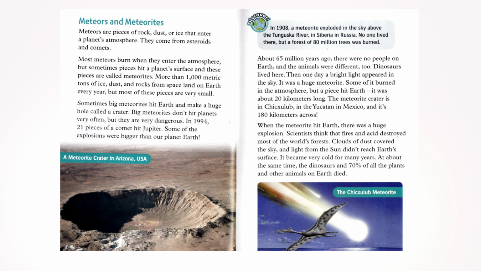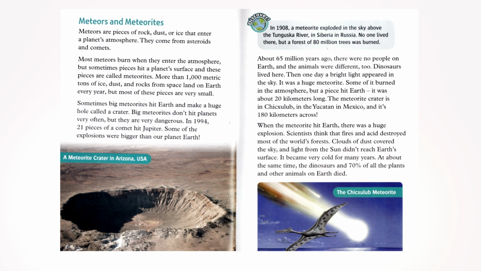About 65 million years ago, there were no people on Earth, and the animals were different too. Dinosaurs lived here. Then one day, a bright light appeared in the sky. It was a huge meteorite. Some of it burned in the atmosphere, but a piece hit Earth. It was about 20 kilometers long. The meteorite crater is in Chicxulub, in the Yucatan in Mexico, and it's 180 kilometers across.